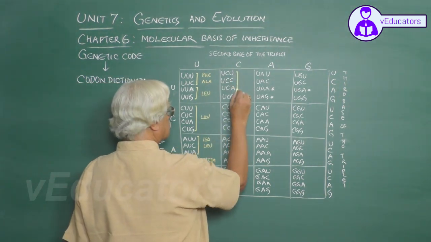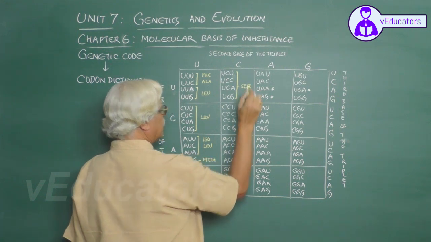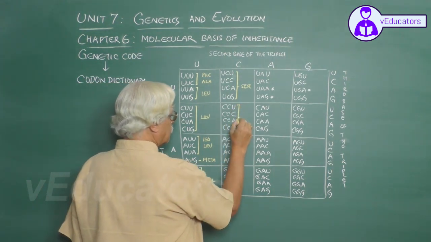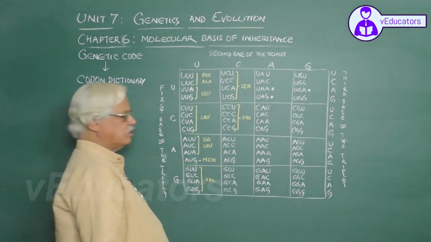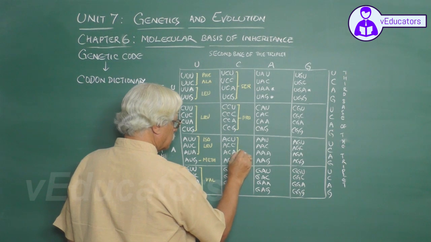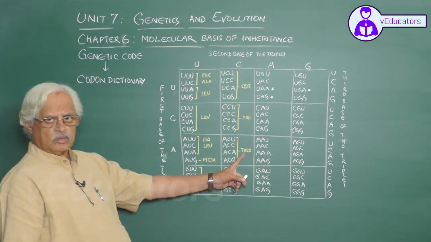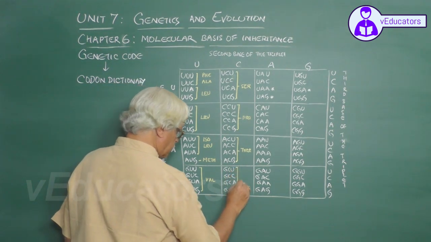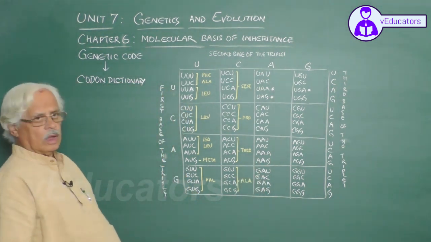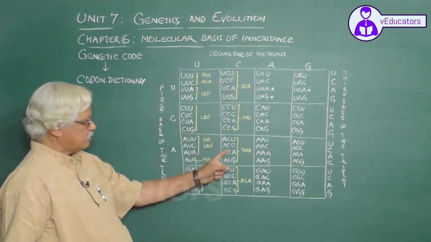These four code for serine, amino acid serine. These four code for amino acid proline. These four code for amino acid threonine. These four code for amino acid alanine. So each of these amino acids has four codons.